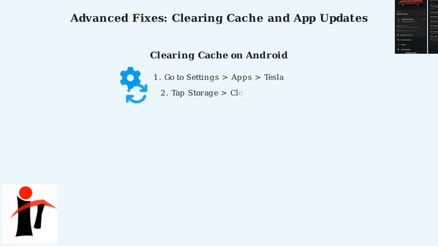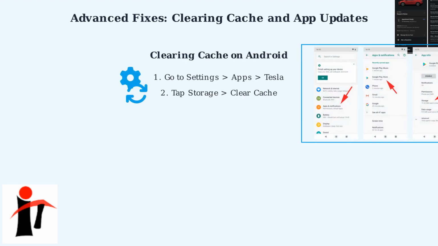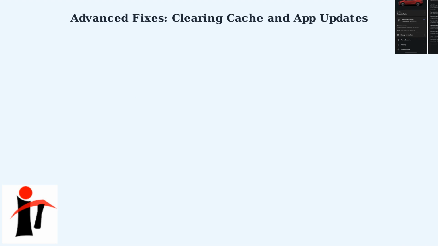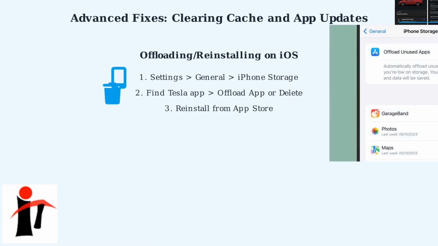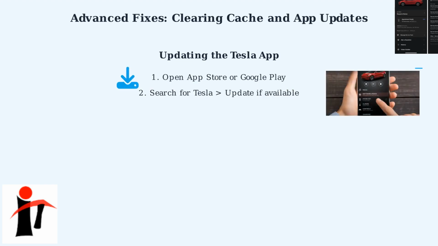If basic troubleshooting doesn't resolve the failed to get a plan error, try these advanced fixes. Start by clearing the app's cache on Android devices. For iOS devices, you may need to offload or reinstall the Tesla app. This can clear corrupted data causing the issue. Finally, ensure your Tesla app is updated to the latest version. Tesla frequently releases updates that fix known issues like this error.